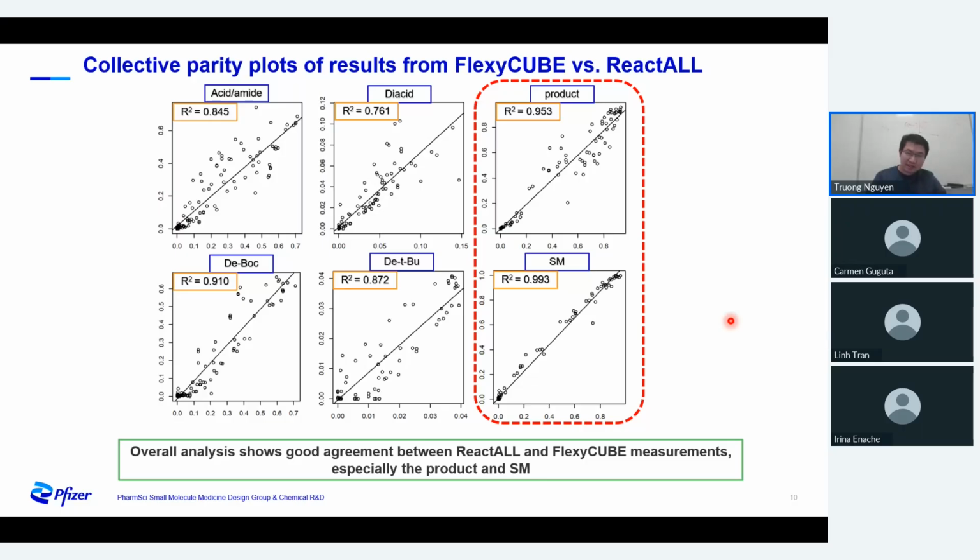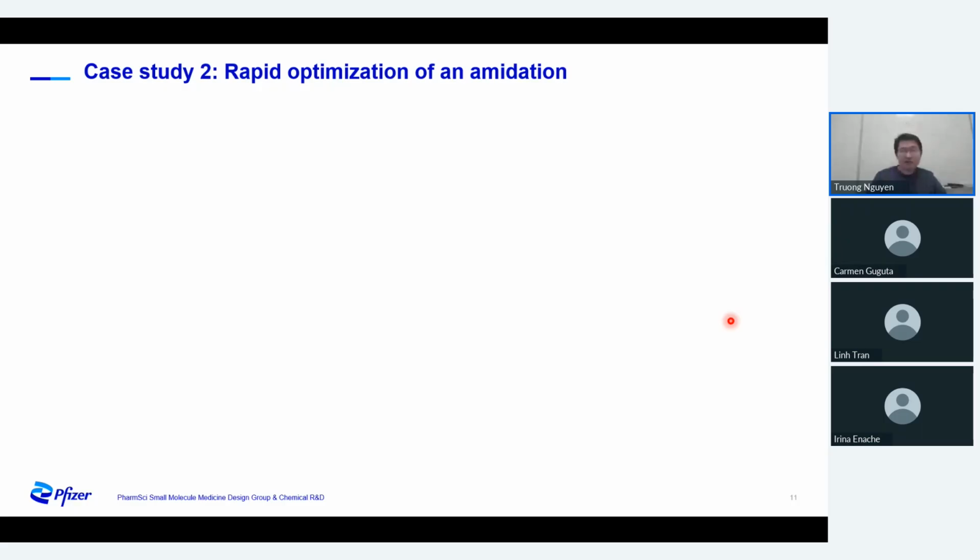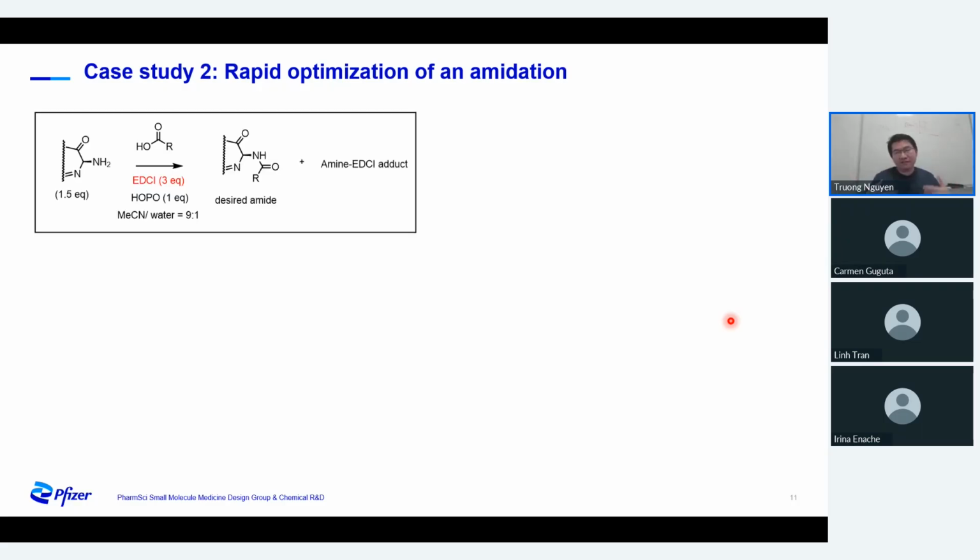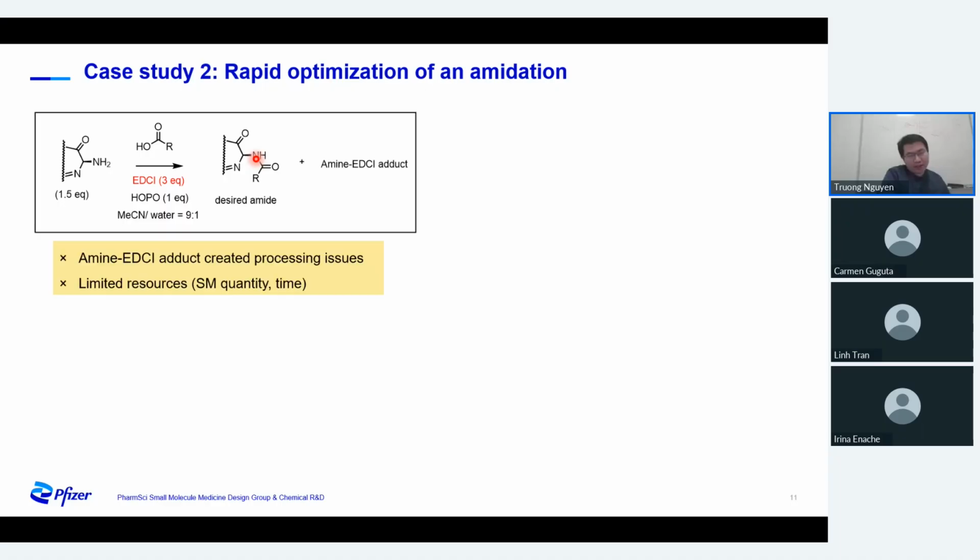Second case is, basically, now we can be confident in using the ReactALL, and then what can we do with that? So we can do many things with that. So one example here is we ran an amidation reaction to generate an intermediate. This is the amidation reaction promoted by EDCI and HOPO in acetonitrile and water. The issue of this reaction is it generates a notorious acyl urea byproduct, typically from EDCI.